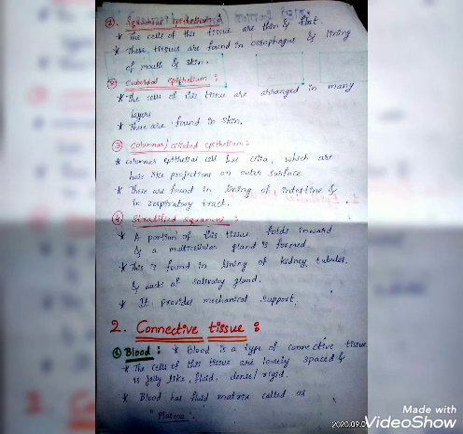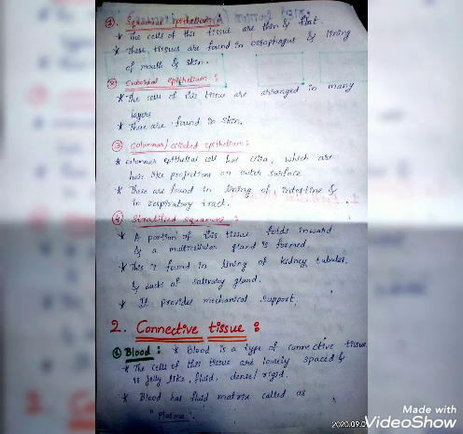Second one is cuboidal epithelial tissue. The cells of this tissue are arranged in many layers. These are found in skin. Third one is columnar or ciliated epithelial tissue. Columnar epithelial cells have cilia, which are hair-like projections on the outer surface. These are found in the lining of intestine and in the respiratory tract.